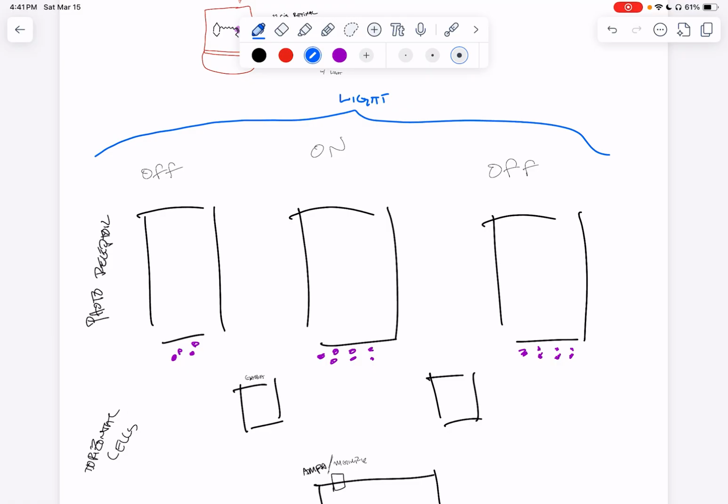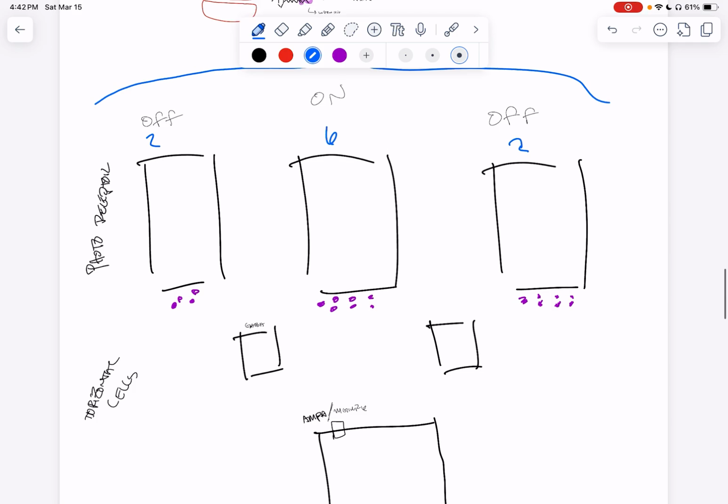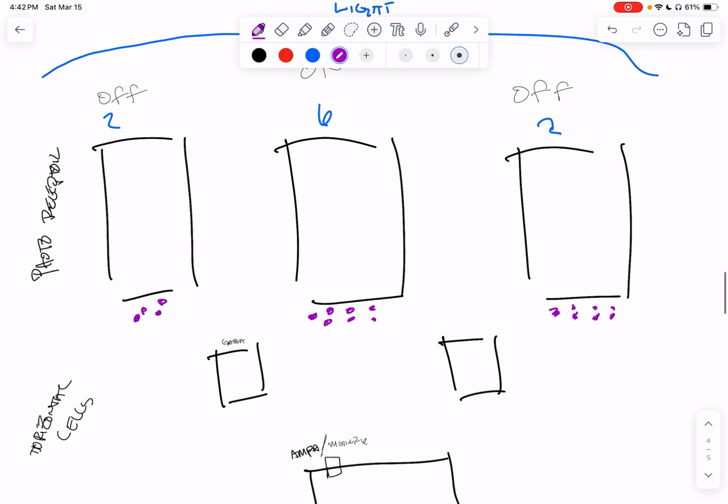So for example, if light hits this on center, so this is on, we're going to have light hit here. We'll put a value of 6 to 2, 60%, 20%, 20%. Now, the on center in response to light is going to contribute 6 action potentials to the overall response to the bipolar cell. Because it's on center and it is being hit by light, it is going to tell the bipolar cell, hey, I'm being hit by light. So it is going to increase its glutamate response.